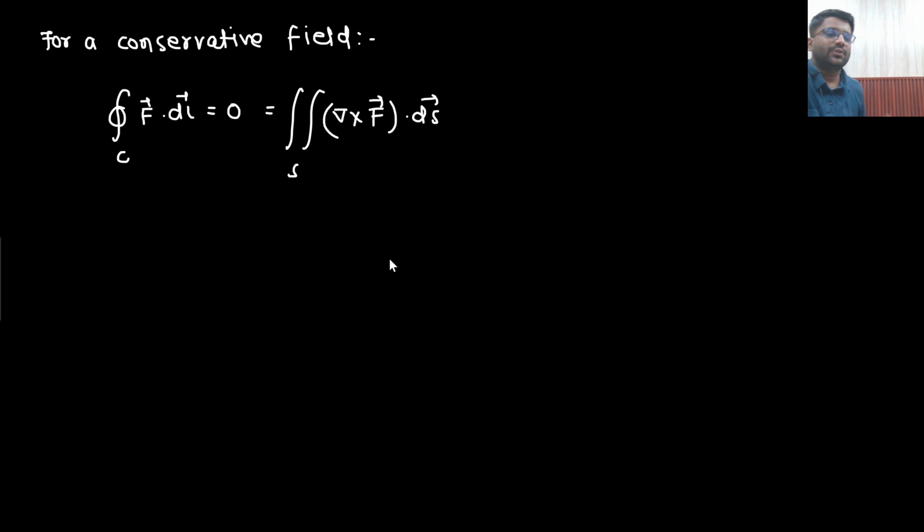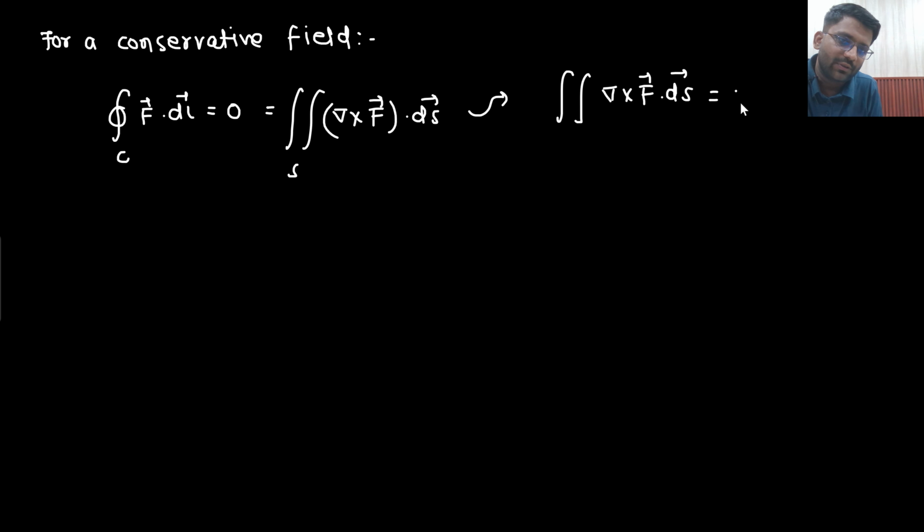So from the Stokes theorem, what did you understand? That del cross F dot ds should be equivalent to 0. If the field is conservative, then for a conservative field, del cross F dot ds should be 0. From here, can you conclude that del cross F also has to be 0? Can I conclude that del cross F is 0?